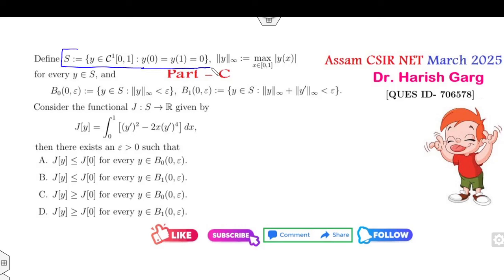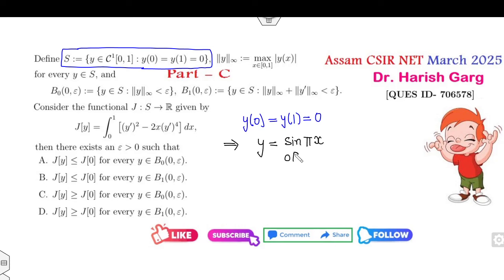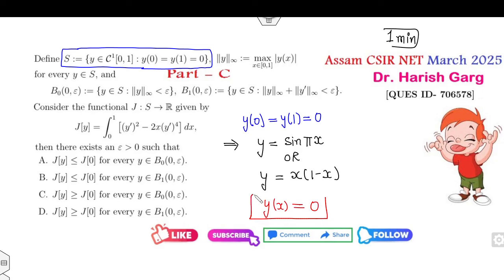Let S be the collection of all those continuously differentiable functions on [0, 1] so that y of 0 is y of 1 is 0. Can you choose any y which satisfies this condition? Of course, you can think about sine of pi x, or you can choose y is x into 1 minus x. So the choice is yours, you can choose any one of them. But since my target is to get the answer in 1 minute, I can choose y of x is 0. That also satisfies these conditions, fine. So now I can choose y of x is 0.